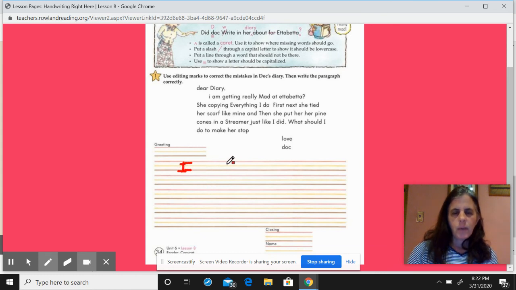Okay. So I am getting really mad at Edabetta. Say we start our next sentence with the word she. She will begin over here. Pretend this is your margin line. And then her will begin underneath. Okay, so the only place you're leaving that little bit of space is when you begin the body of the letter or the paragraph. Okay, boys and girls, good luck and have a good day.